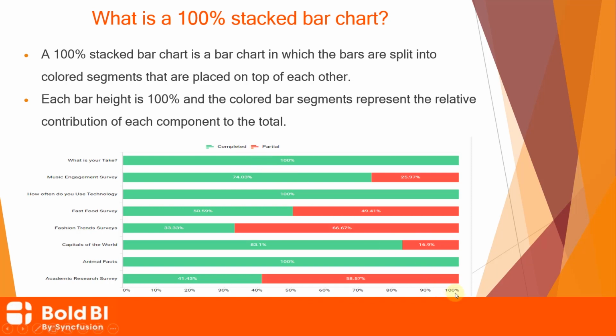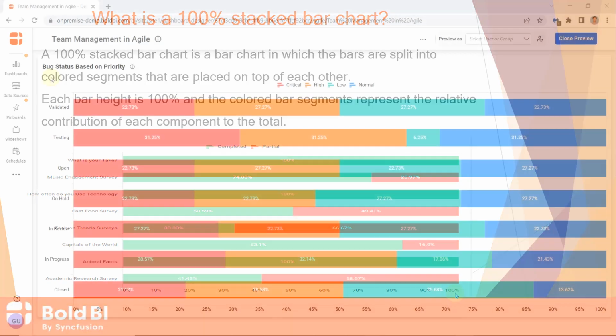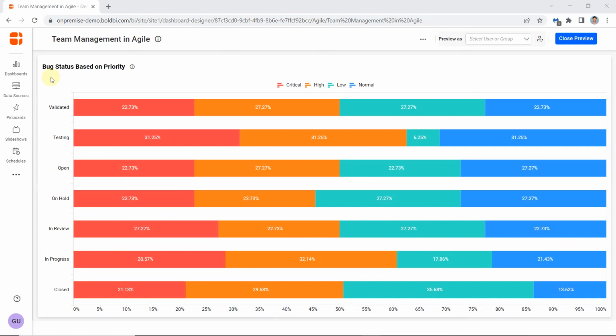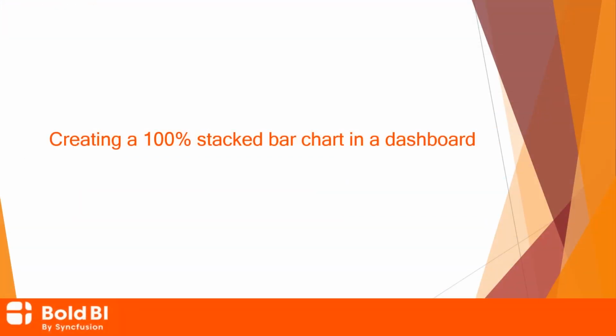Each stack represents 100%. In this example dashboard, we are analyzing the bug task statuses based on their priority. We are using this bug status based on priority 100% stacked bar chart. We can see the percentage of bug task statuses in each priority category. With this type of chart, we can compare the contribution of data series parts to a total to get a detailed view across categories.